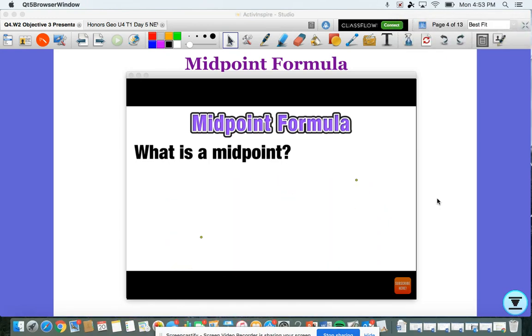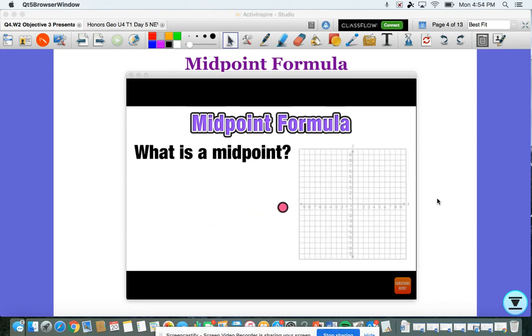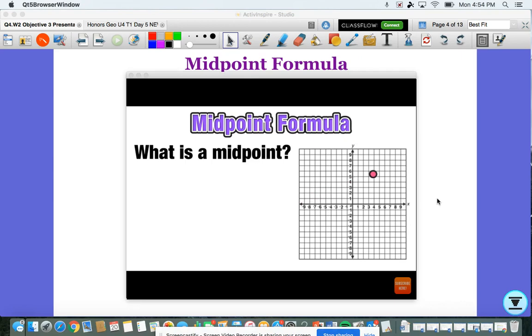Now we can extend this thinking to finding the midpoint of a line segment that connects 2 points by finding the point that is directly in the middle of the line segment such that it cuts it into two congruent halves. In this case, you have line segment JK. Point M is directly in the middle so that JM is one half, KM is the other half, and they are both congruent. Now we're going to be concerned with finding midpoints on the coordinate plane.